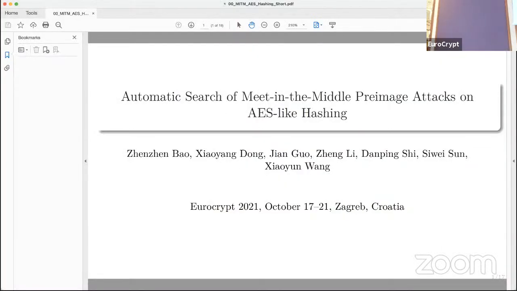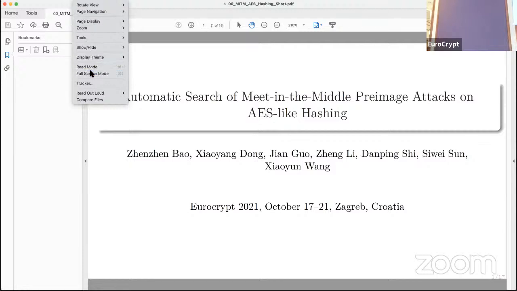So the chair is aware Yunwen was having some audio issues earlier, so we may want to move on and come back, because I also don't see them in the room anymore. Okay, so keep everybody excited for this one, and move on to the preimage attacks on AES-like hashing.